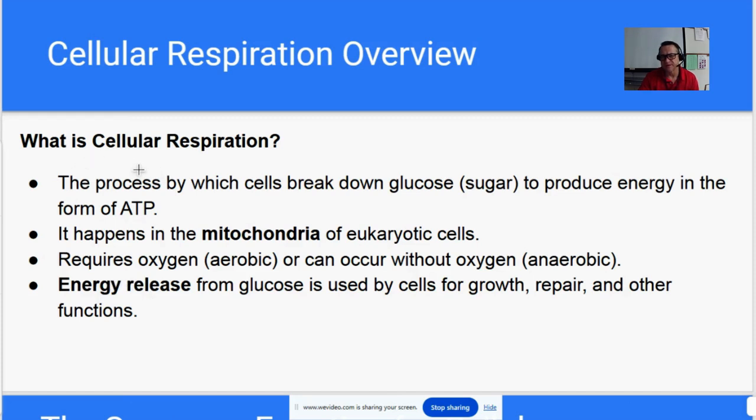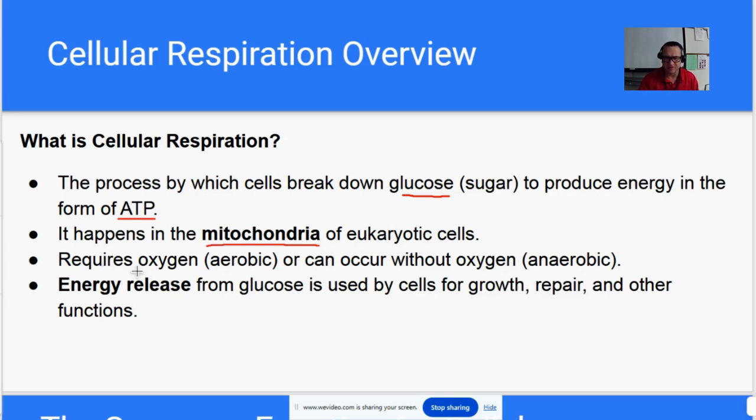All right, so what is cellular respiration? It's a process by which cells break down the sugar glucose. And when they break it down, they keep chopping it up to smaller and smaller. It's releasing energy, and it's producing energy in the form of ATP. Remember, it happens in the mitochondria. That's the organelle of eukaryotic cells. Eukaryotic cells are the kind of cells that you have in your body. They have a true nucleus. Prokaryotic cells are things like bacteria that don't have a nucleus.